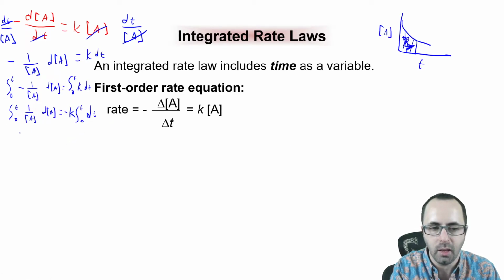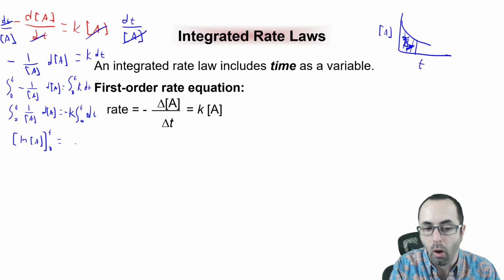Okay, and now we're going to do the antiderivative, or the integral, and when you do the antiderivative of 1 over something, you get the natural log of that thing, and we're going to evaluate that from time 0 to time t. And over here, when we take the integral of dt, we're going to get negative k, and our integral will be t evaluated from time 0 to time t.